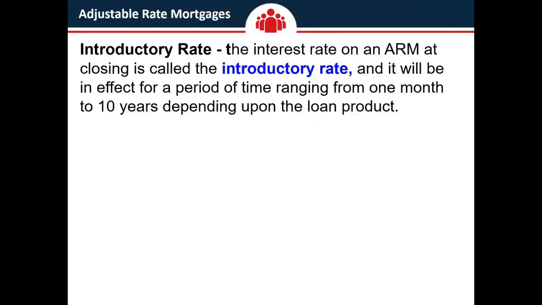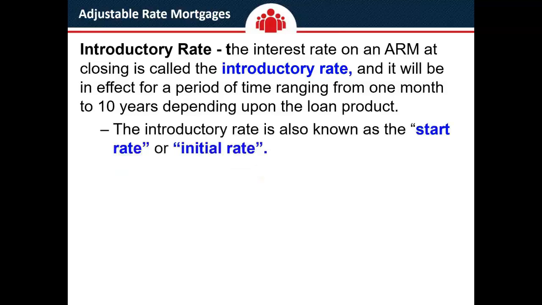There are going to be several terms that you need to know in dealing with adjustable rate mortgages. Things like introductory rate, start rate, lifetime cap, periodic cap. We're getting ready to go through that section right now. But I want to start with the introductory rate. The interest rate on an ARM at the closing is called the introductory rate. It's the rate that you're starting at. It will be in effect for a period of time, sometimes 1 month, could be all the way up to 10 months, but it's the rate that you're actually starting at.